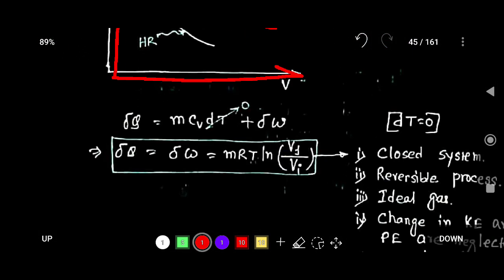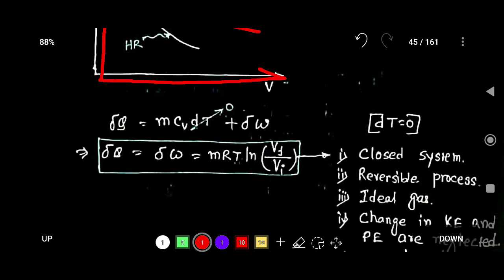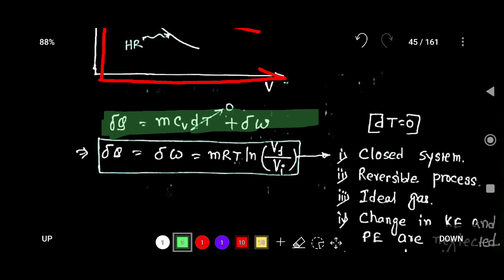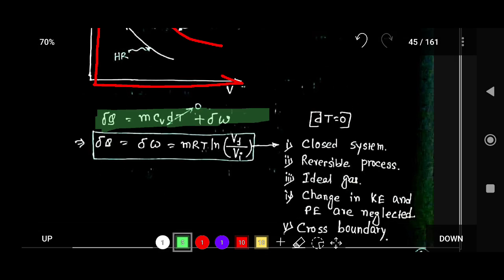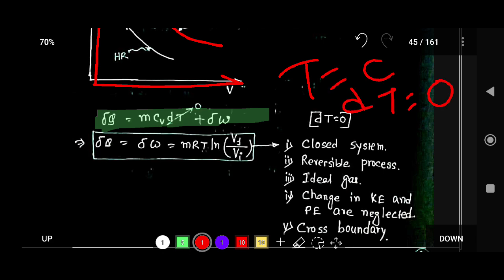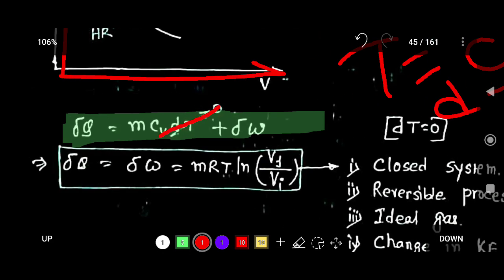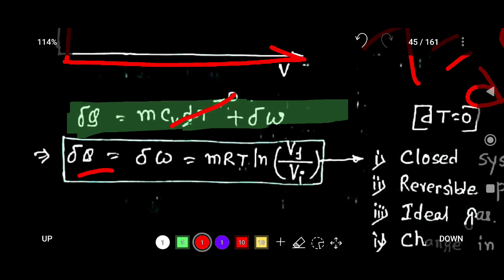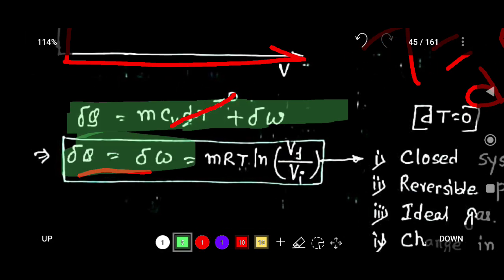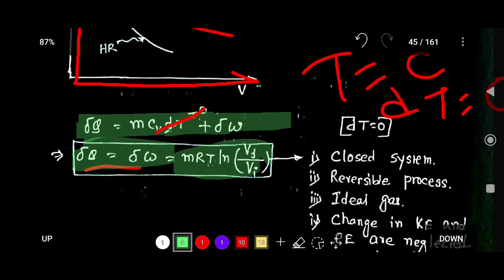Now if we see the first law of thermodynamics, del q equals du plus del w. So du equals mcp dt. As the temperature is constant, dt is equal to 0, so this term is neglected. So del q equals del w. We know the formula del w for isothermal process, that is mRT ln v2 by v1, or you can say mRT ln v final by v initial.